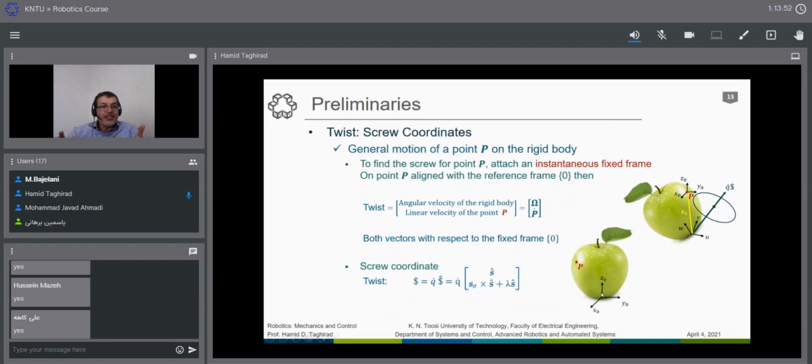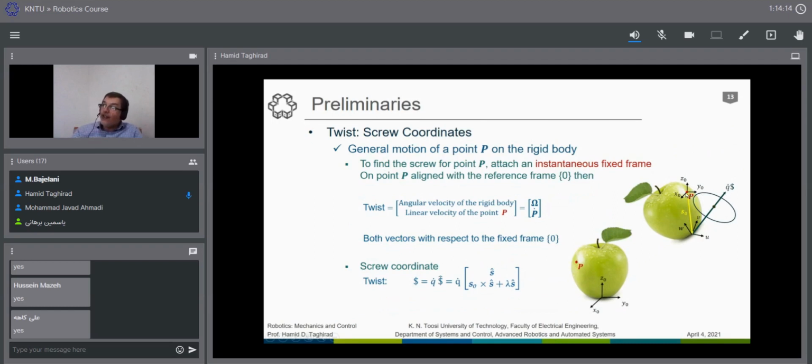The fixed frame means that it doesn't rotate. It has the same coordinates x0, y0, and z0. As you see, x0, y0, and z0, but not at this point. This point is not of our interest. The point of interest is this point P. It was here. Now it has been moved to here. You have x0, y0, z0.